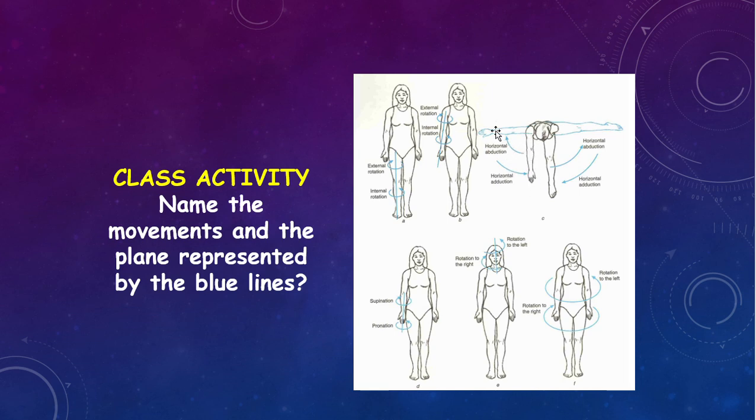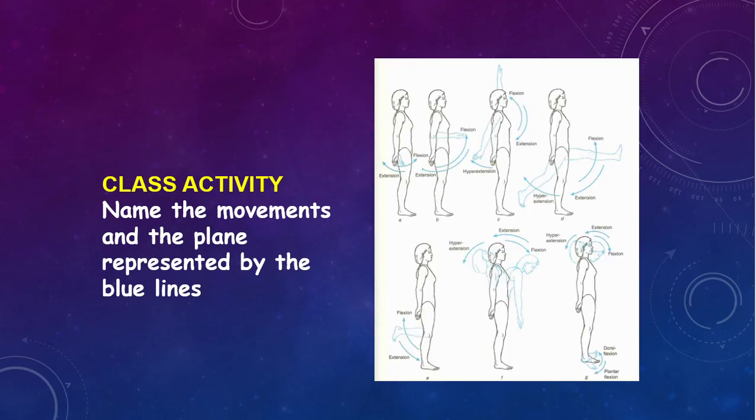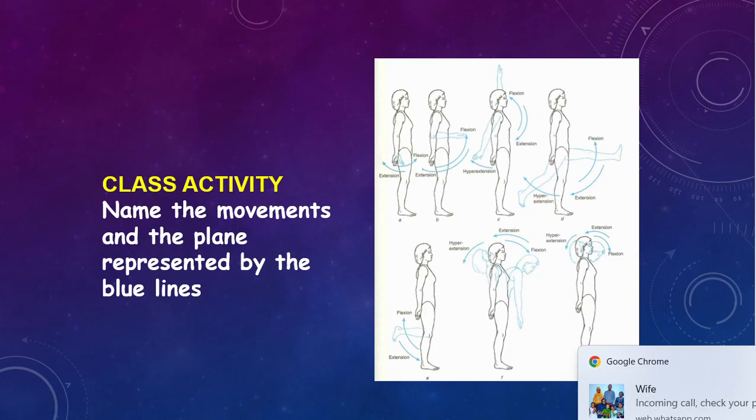When the arms is moved away from the body, that's abduction. What is the plane of movement? What's the axis of movement? Okay. You name the movement and you know the axis. That is also what you have. You name the movement in slide number 9.